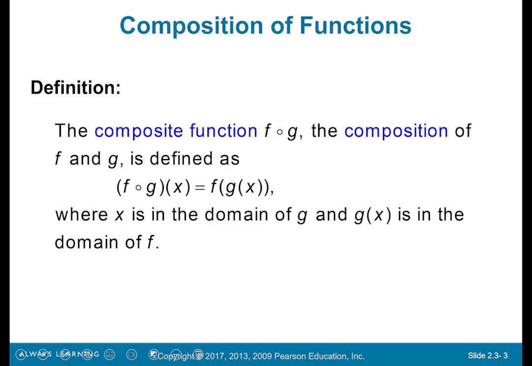So when we say we want to compose a function or find the composition of f and g, which is written f little circle g, all that means is I'm going to take g of x and plug it into f of x. So everywhere I see an x in f of x, I'm going to plug in the entire function g of x. We have to assume that x is in the domain of g and that g of x is in the domain of f.